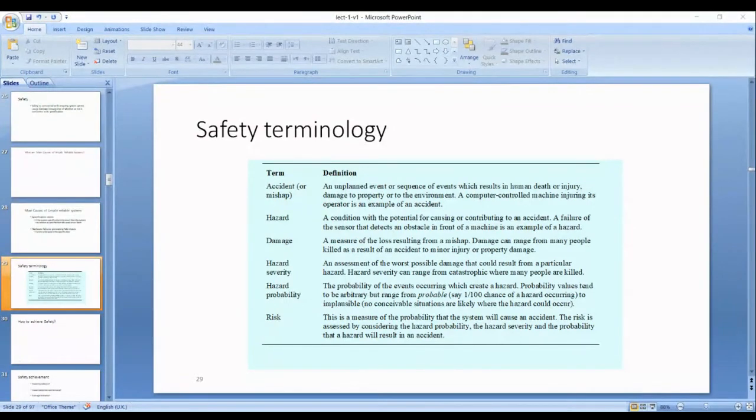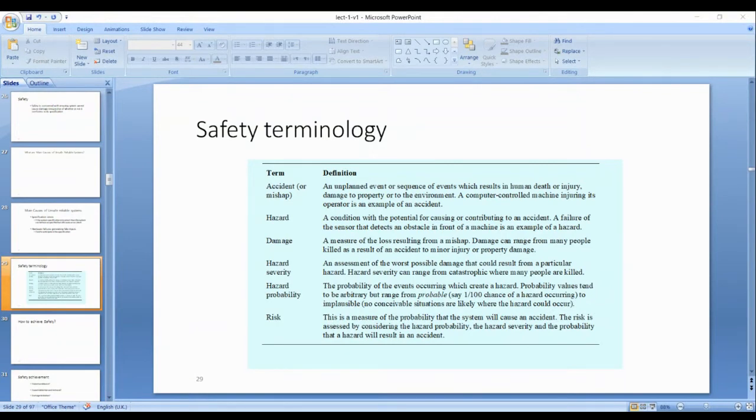Damage. How much is the damage after the accident? How many people died or were affected? Like I said, 3.5 million people were affected because of the Chernobyl nuclear power plant explosion, Challenger space shuttle accident, 12 astronauts died, 300 passengers, 700 passengers died.